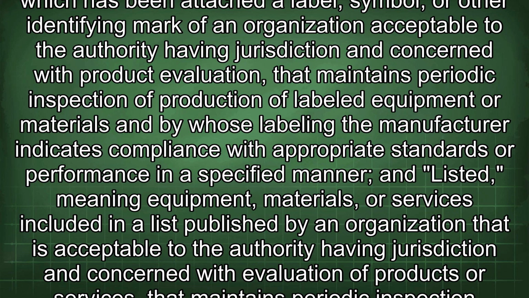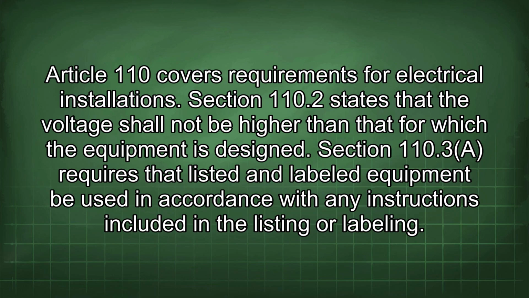And listed, meaning equipment, materials, or services included in a list published by an organization that is acceptable to the authority having jurisdiction and concerned with evaluation of products or services, that maintains periodic inspection of production of listed equipment or materials or periodic evaluation of services, and whose listing states that the equipment, material, or services either meets appropriate designated standards or has been tested and found suitable for a specified purpose. Article 110 covers requirements for electrical installations.